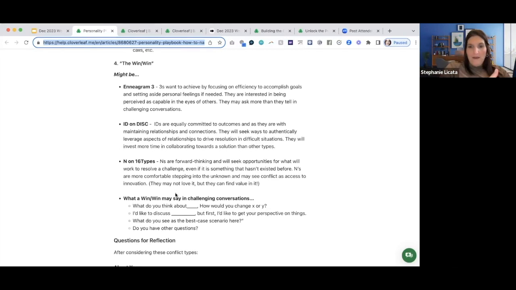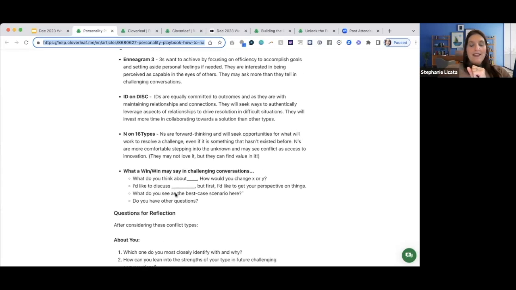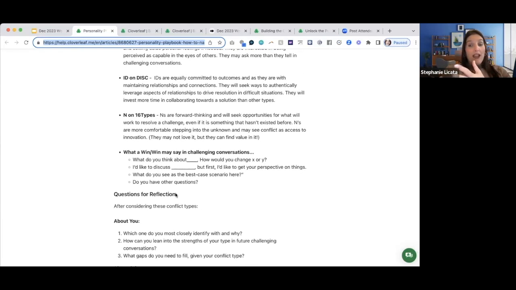They want that collaboration. They see conflict as access to innovation. They may not love it, but they will find value in it. They'll see the future, that there's a better outcome. So they might say things like, what do you think about it? How would you change it? Right? Or, I'd like to discuss this project with you, but first I'd like to get your perspective on things. What do you see as the best case scenario here? Or, do you have any other questions?